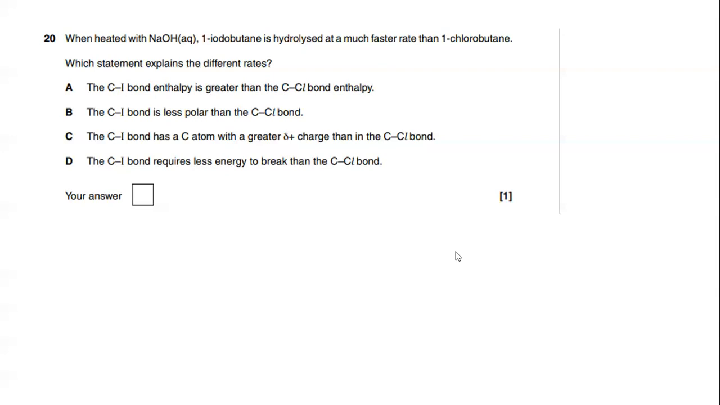And finally, when heated with NaOH, 1-iodobutane is hydrolyzed. And the answer is here.